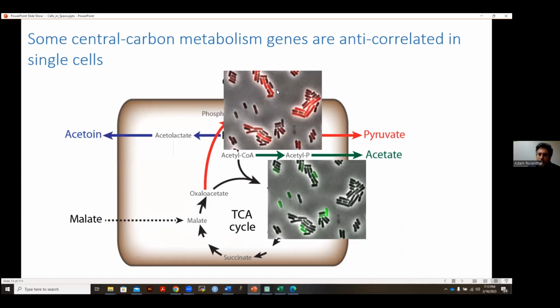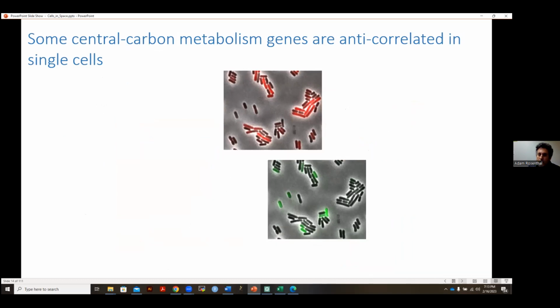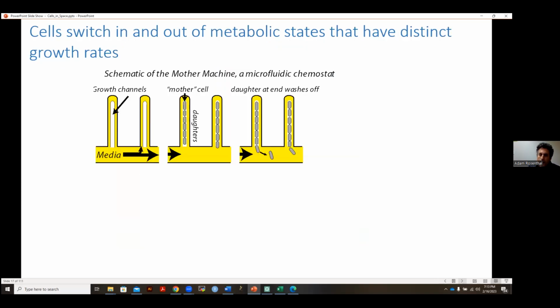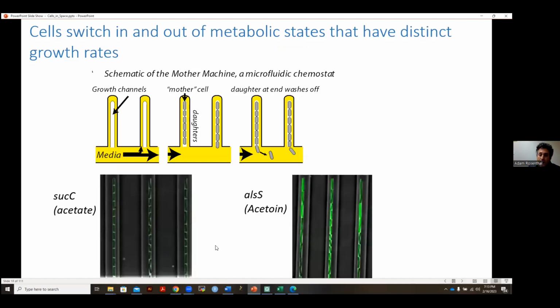And we can take these images. You might have seen that this is actually an image of the same field of cells. It's the same cells with two reporters. And so it's not just one or two genes. It's genes that are maybe correlated or anti-correlated. So you can see here that cells are either red or green. So they're either doing the TCA cycle or making pyruvate. And we can now look at some of these dynamics.